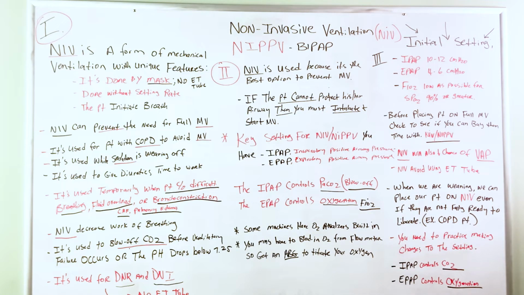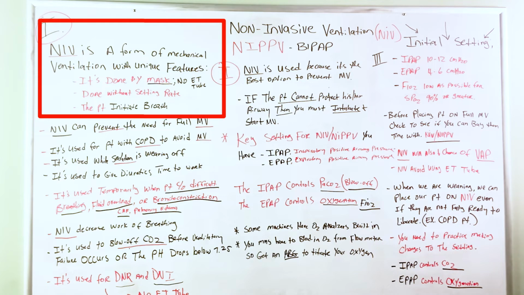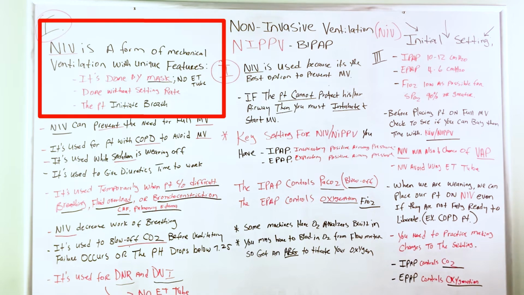Let's do this. Okay, guys, our lesson tonight is non-invasive ventilation or non-invasive positive pressure ventilation, or in short, we call it BiPAP. Now, NIV is a form of mechanical ventilation with unique features. I say unique because it's done by mask. There is no ET tube. You don't need a respiratory rate, and the patient is responsible for initiating the breath. The information that you see in front of you will appear on the TMC exam, without a doubt. You must know the ins and outs about BiPAP and NIV, okay?